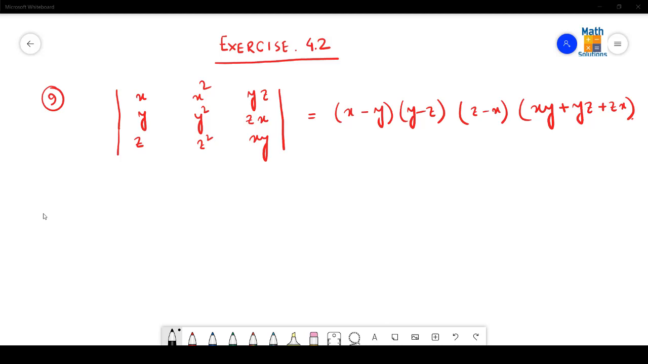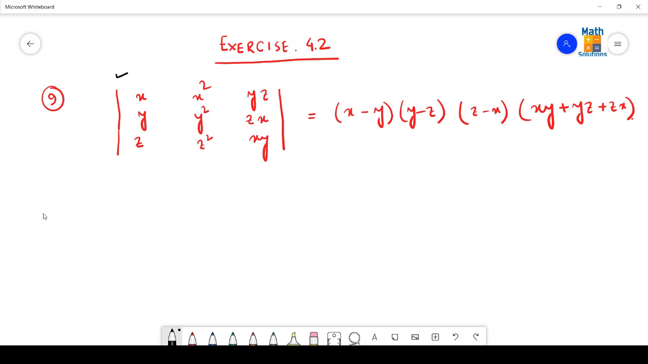Hello everyone. Through this video we are going to discuss from question number 9 onwards in exercise 4.2 in the chapter of determinants. In this type of questions we have to use properties of determinants to show that LHS is equal to RHS of the given expressions. So here is question number 9. From the left hand side we shall try to derive the right hand side using properties of determinants.